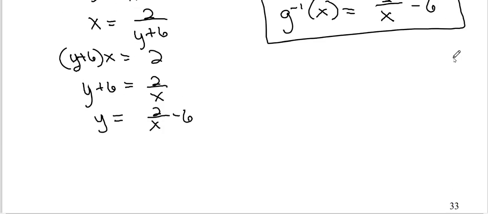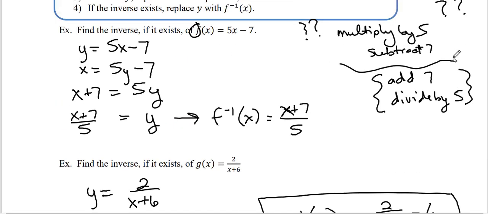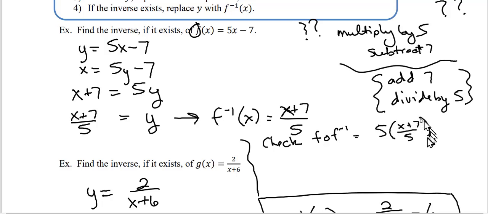If you do the composition, let's just do a real quick check. Let's do this one just because algebraically it's a little bit faster and I want to save a little bit of time here. Let's check f composed with f inverse here. That means in place of the x in f, we put the f inverse function, that's x plus 7 over 5. This is going to simplify to x plus 7 minus 7, which is indeed x.